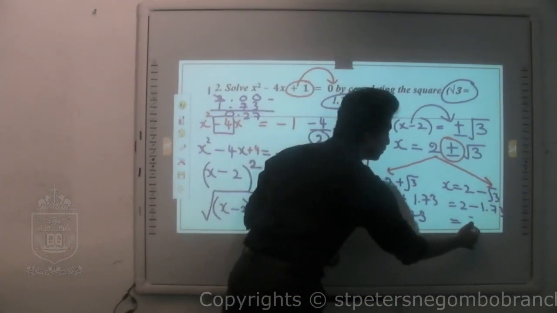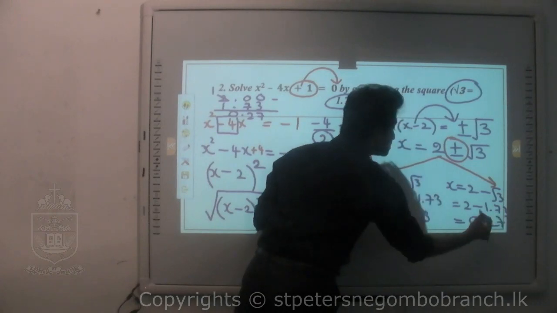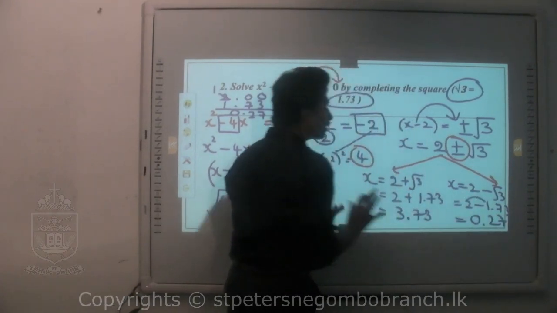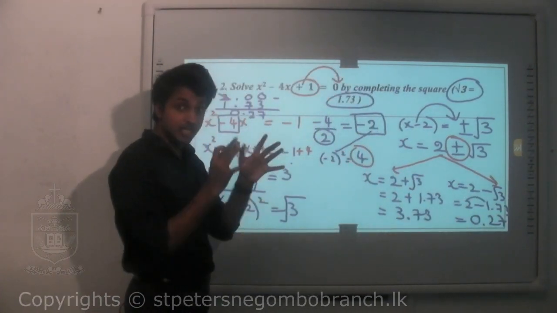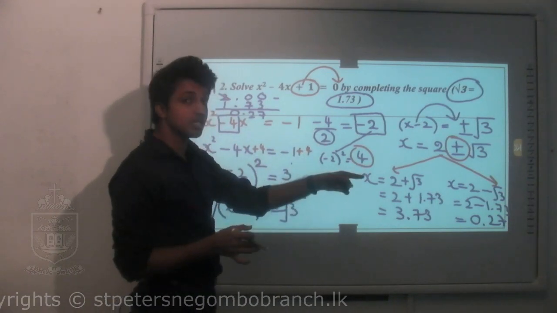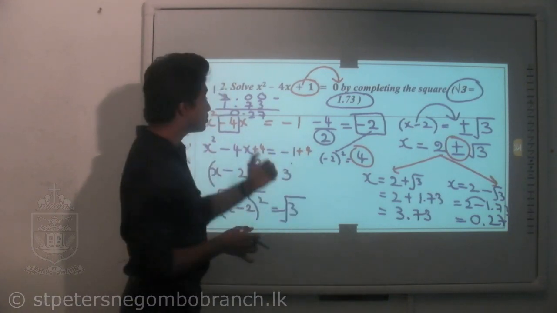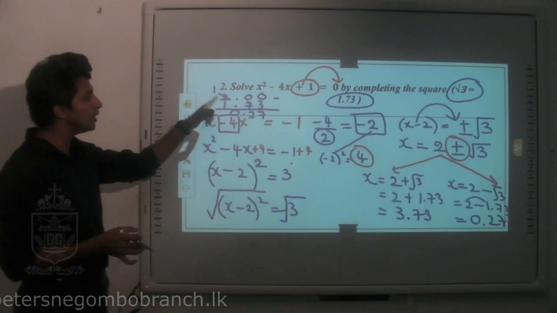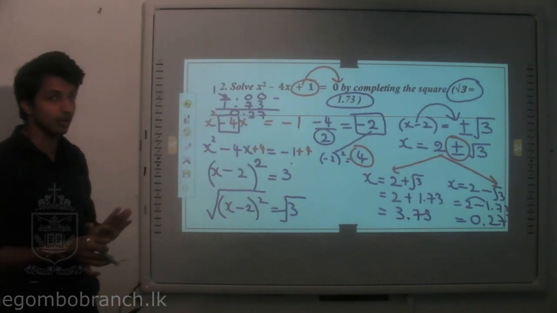Don't do it in a wrong way. You can't just subtract 2 minus 1 is 1. You can't write like that. It is 2, it is a whole number, and 1.73 is a decimal. So when you are subtracting it, go in the decimal order, or else it will be wrong when you do the necessary.